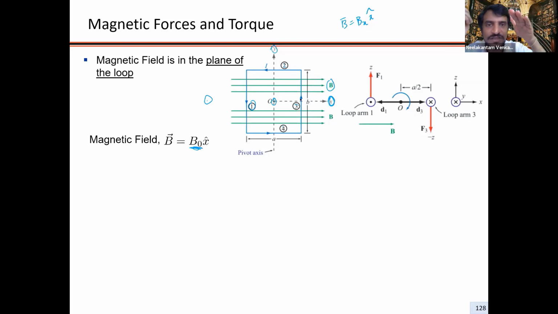orient the fingers in the direction of current, and curl to the direction of B. The thumb gives the direction of the force. So if I were to do that for, let's say, this section, the current is going down, the B field is along the x-axis. When I do that, you see that I cross B is going to be coming out of the slide, which is exactly in the z-hat direction.